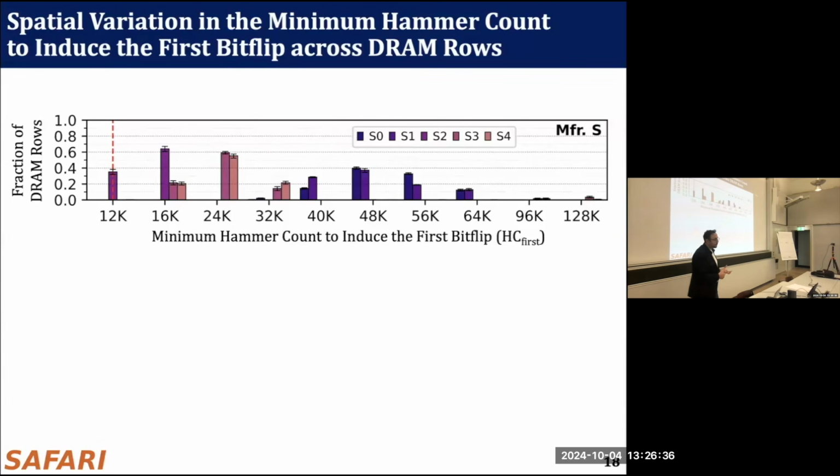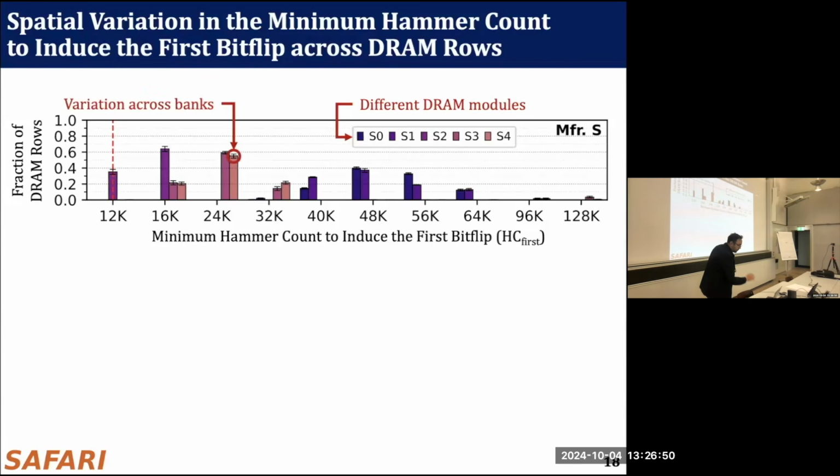And on the y-axis, we look at the fraction of DRAM rows that exhibit this behavior. Different colors of bars represent different DRAM modules, and this is all from manufacturer S, which is Samsung. So here are some observations. We also show the variation across banks with the error bars.